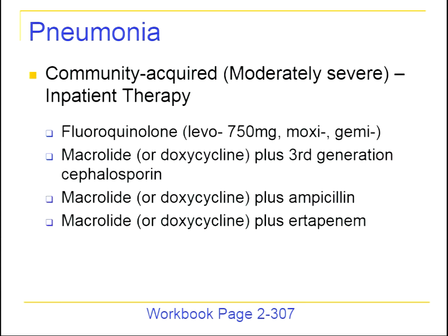If you're going to treat them as an inpatient, then you have to decide whether this is a moderately severe case or more of a severe case. And the way you basically decide that is whether you're going to send the patient to a regular floor in your hospital or whether you think they need to go to the ICU. So if it's someone that you feel just needs to go to a regular floor, then the recommendations are a fluoroquinolone or a macrolide plus a beta-lactam. And the vast majority of the time, that's a macrolide plus a third-generation cephalosporin. But you could use ampicillin, you could use ertapenem as well.